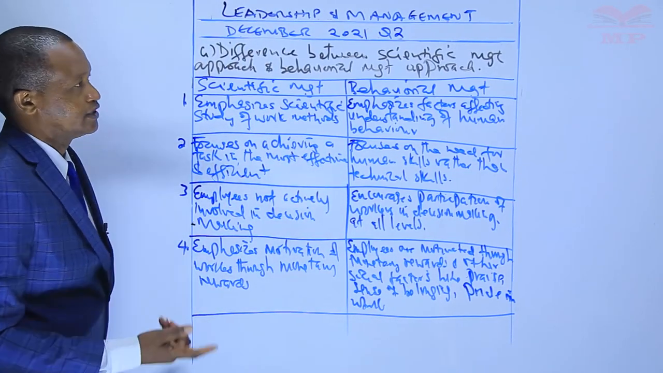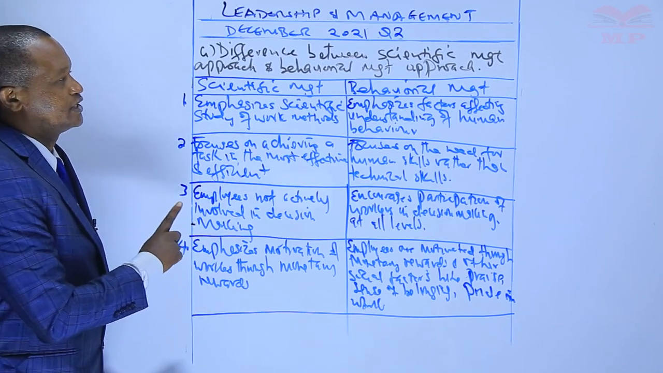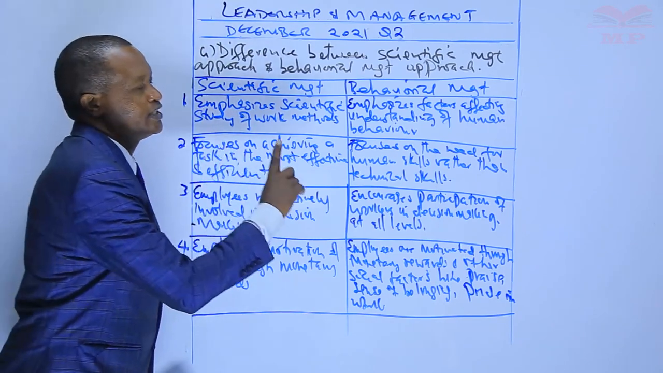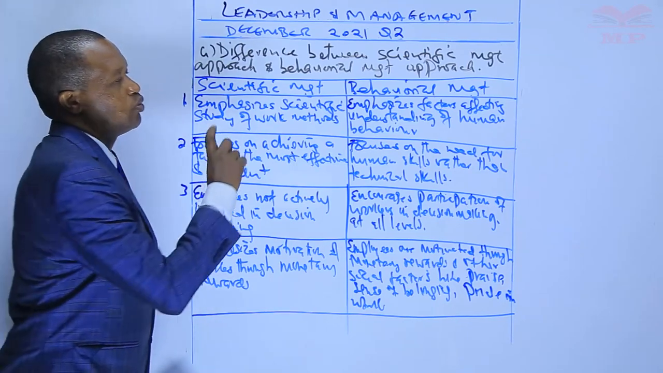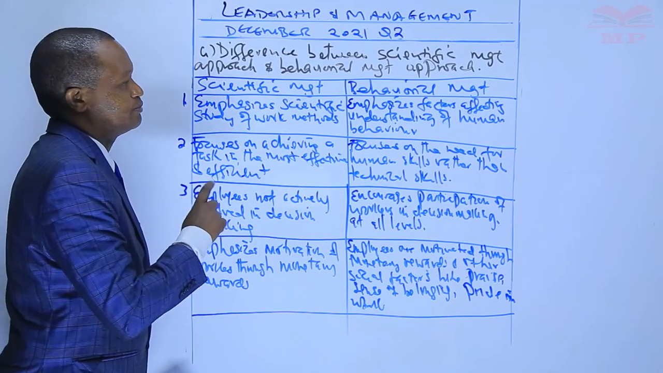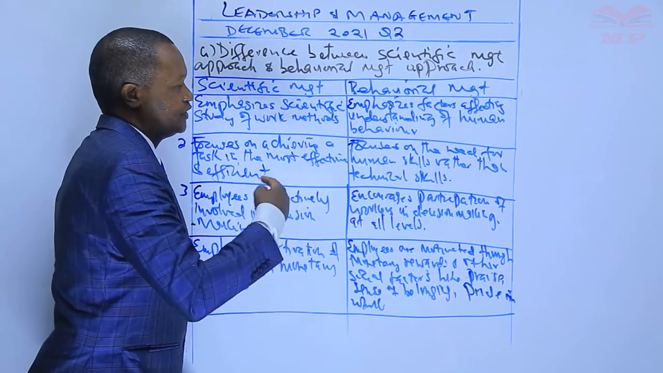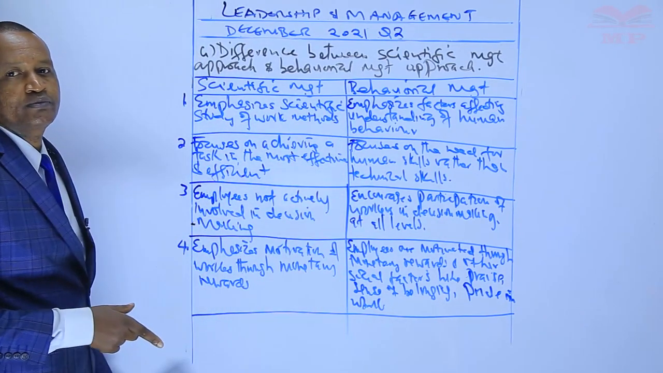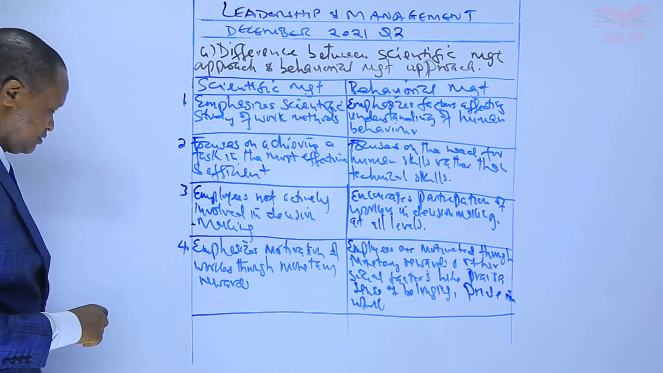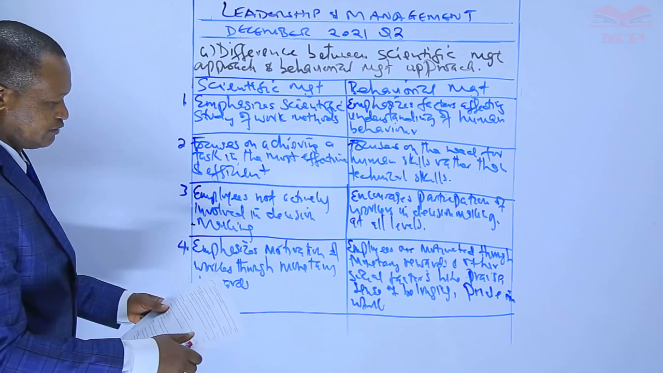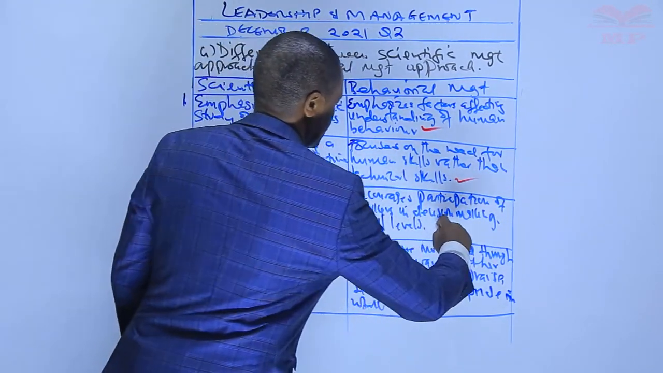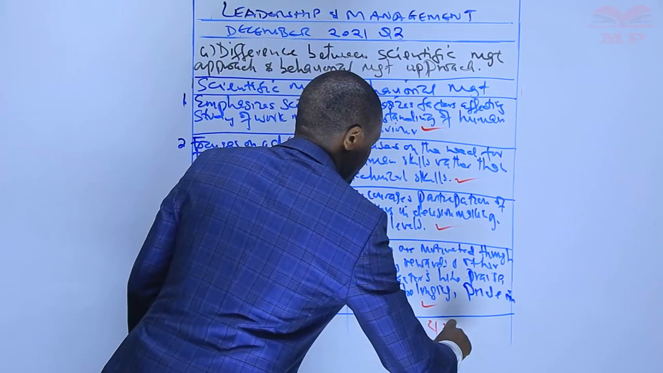An additional difference could be that the scientific management approach resulted in many confrontations between the management and the workers, because workers were seen as objects, as machines who are to just help in the production or efficiency in production. But in the behavioral approach, the human relations and the social needs of workers are crucial aspects of business management. The candidates were to give four differences to earn four marks: one difference, the second, the third, and the fourth.